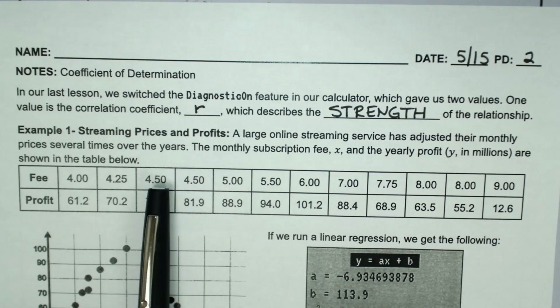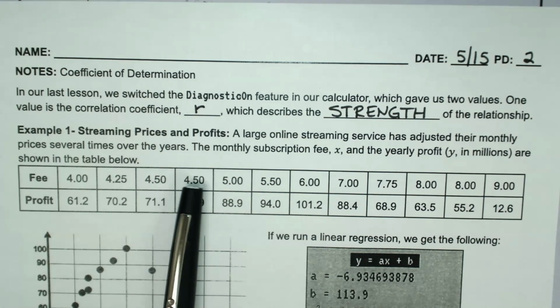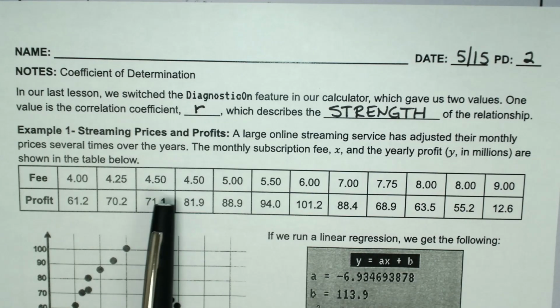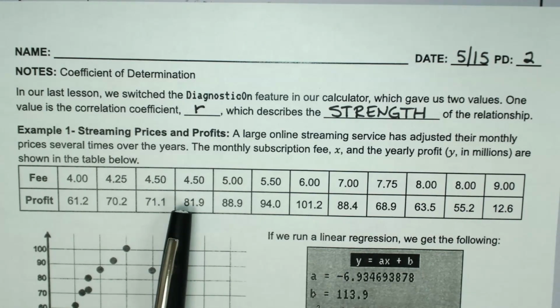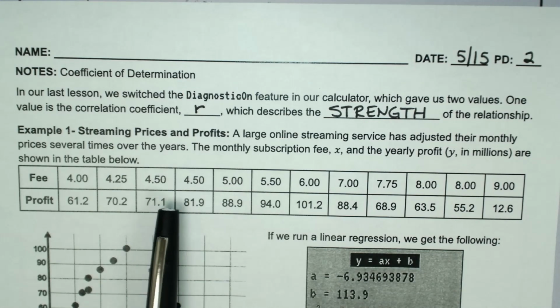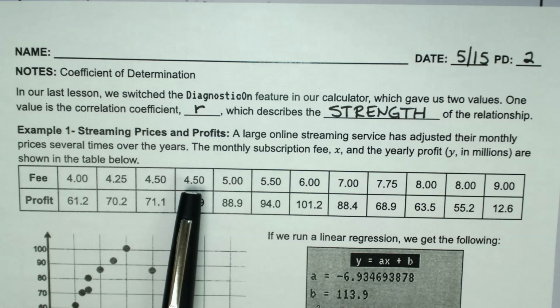Now for 2 years in a row, they had a monthly fee of $450, but they had 2 different profits, and that's fine. Like that happens. That makes sense because things are going to vary, right? You don't have to have the exact same outcome both years with the same price.